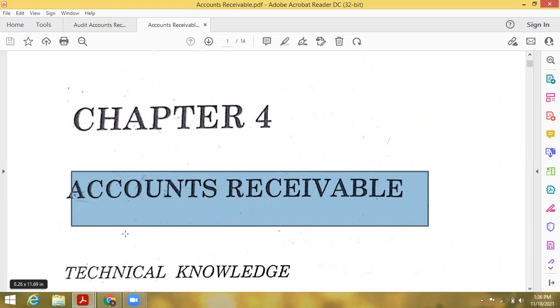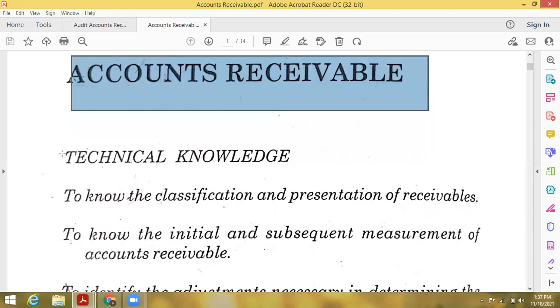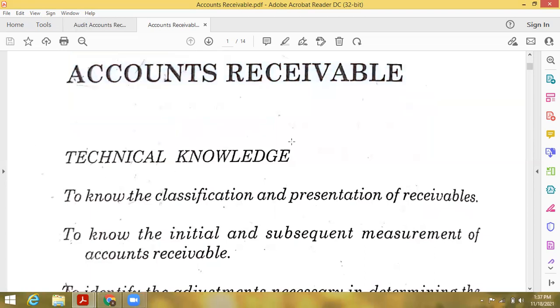Paano natin i-account? Paano natin lalagyan ng entry? How are we going to record, yung measurement? Paano ba mag-measure ng accounts receivable? All about that yung mga pag-uusapan natin, then the types of accounts receivable. Ito yung knowledge that we can get here in this video.